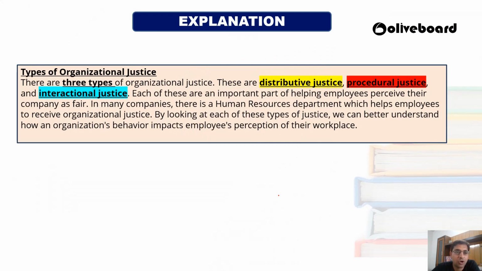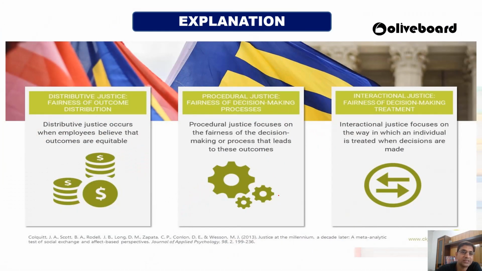So three types of organizational justice are there: distributive justice, procedural justice, and interactional justice. Now, what is the meaning of distributive justice? Whenever we talk about distributive justice, here the employee believes that outcomes are equitable. It is normally related to monetary compensation.